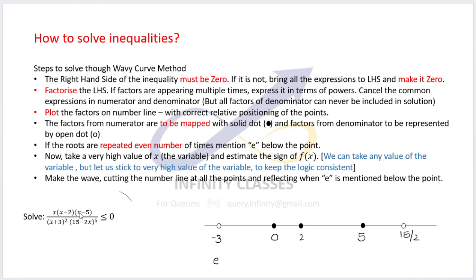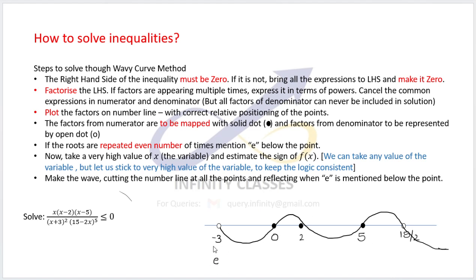So if this final thing for a very high value of x is coming out to be negative, I'll start from the bottom of the line. If it turns out to be positive, I'll start from the top of the line. If it is negative, I'm starting from the bottom of the line. So I'm starting from here and making a wave. Wherever there is a point, I'll cross it, cross it, cross it. This is the wave, that is why it is called the wavy curve method.